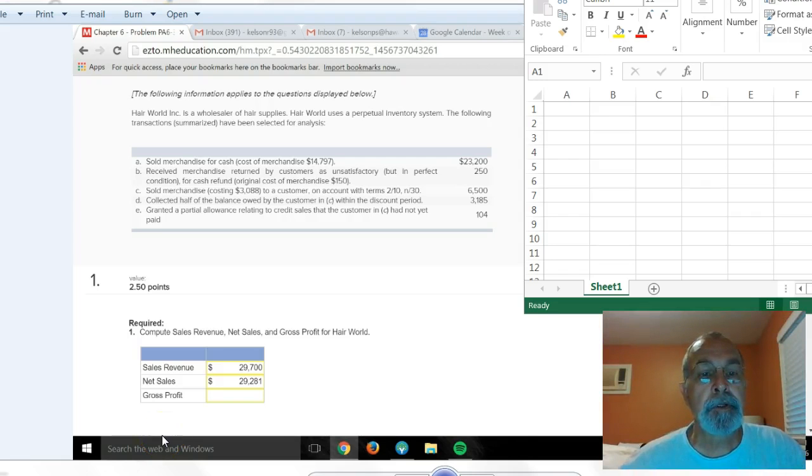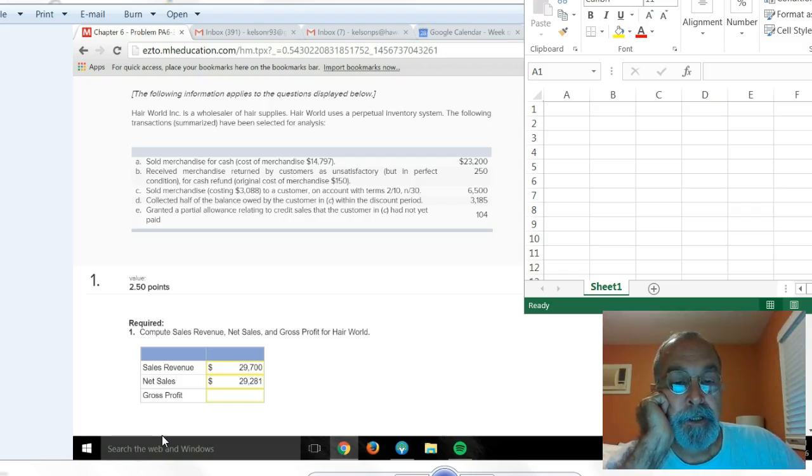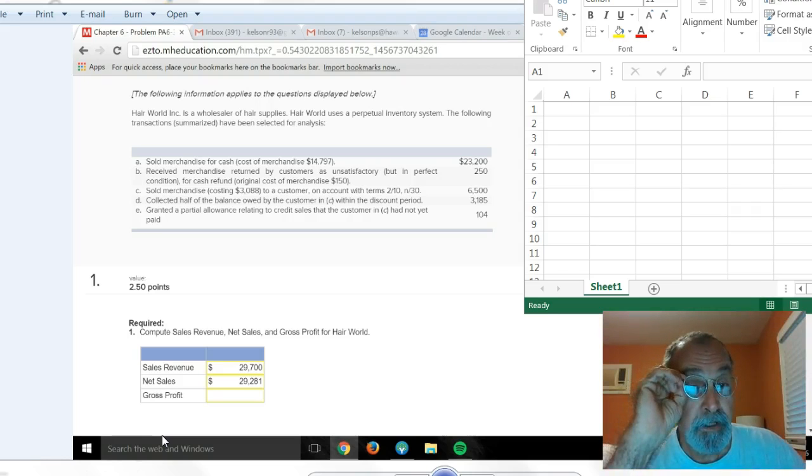Okay, here we go. This is a problem in Chapter 6 on merchandising, and the student requested some help on figuring out gross profit. So let's see if we can get this thing figured out.